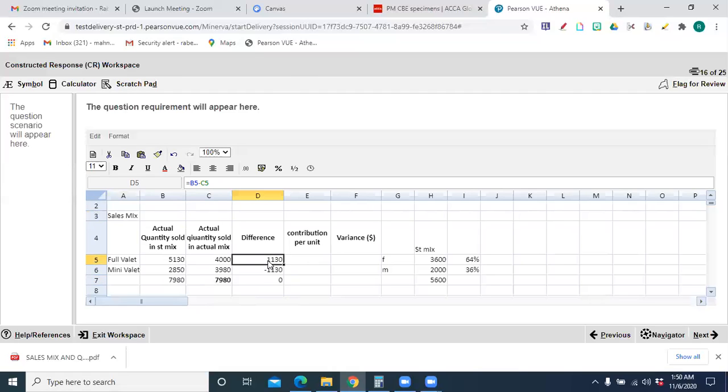Here what happened, we sold more of our least profitable products. So sales mix variance would be adverse.